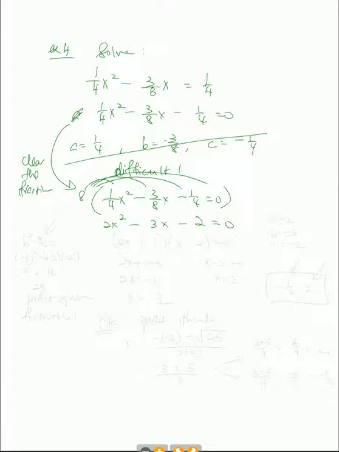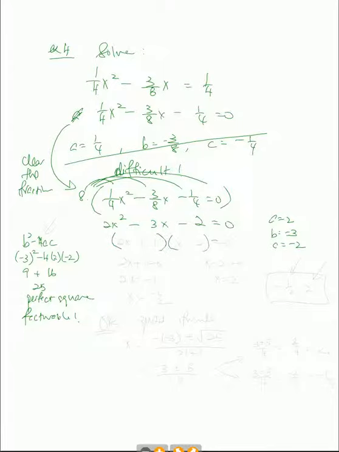This is where I was mentioning to you earlier, you could check the b squared minus 4ac. In this case, a is 2, b is negative 3, and c is negative 2. So negative 3 squared minus 4 times a and c, where a is 2 and c is negative 2. That comes to 9 plus 16, which is 25. Aha, perfect square, which means it is factorable.